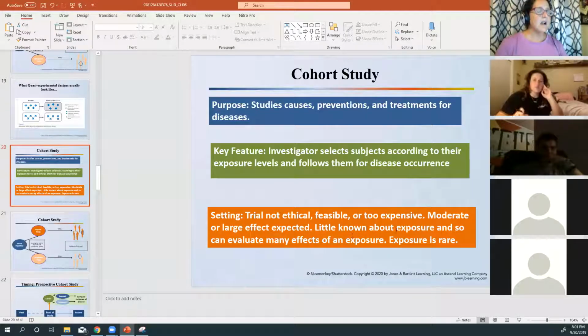The other thing is it works when the exposure is rare. If you have a very rare exposure, almost any other observational design makes it very difficult.